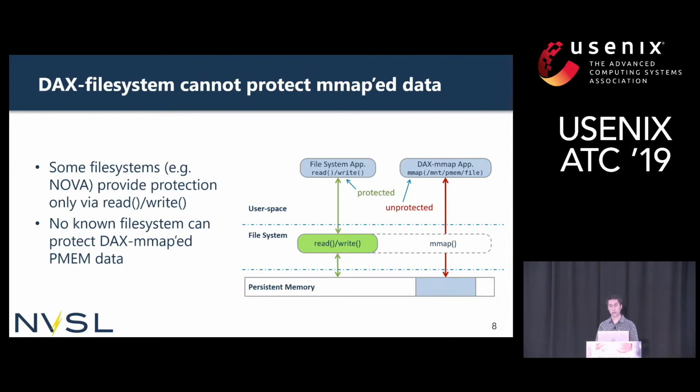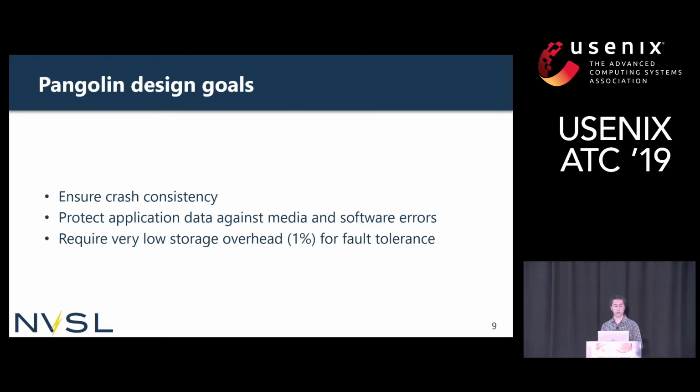As a result, the application either has to handle all the error complications by itself, or we can design a persistent memory programming library to simplify this task. That gives us motivation to develop Pangolin. In Pangolin, we aim to both ensure crash consistency and also protect application data against media and software errors. Meanwhile, Pangolin aims to incur as low as possible storage overhead for providing fault tolerance.